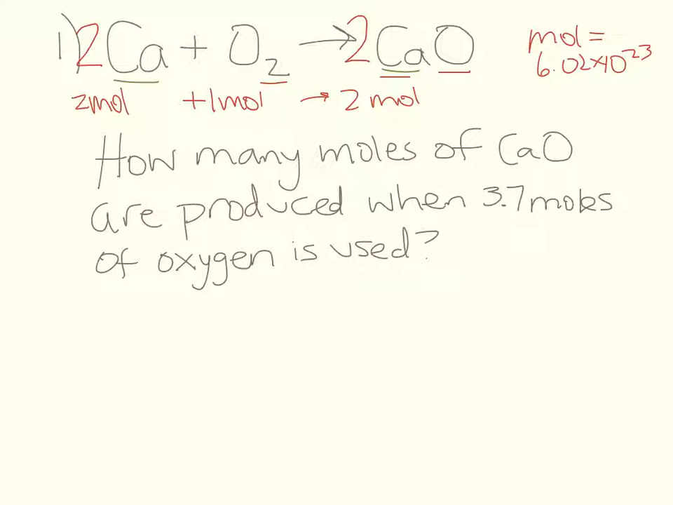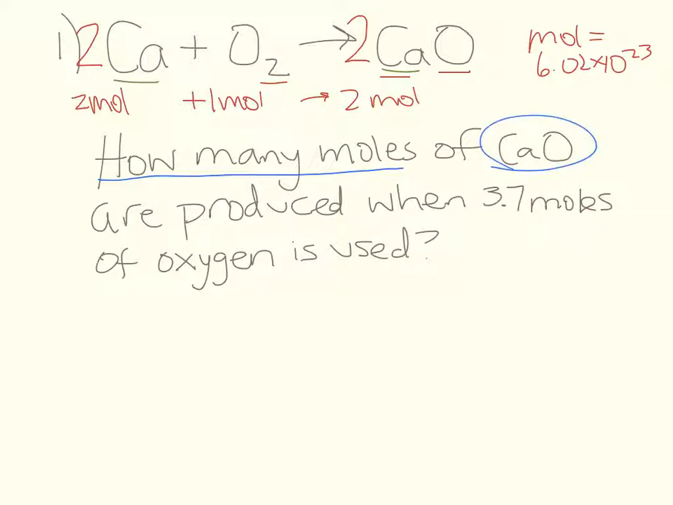Now that we've got this balanced, our question is, how many moles of calcium oxide are produced when 3.7 moles of oxygen are used? What we need to do first is identify what we're given and what we need to find. We have to look for keywords in our question. The keywords here are "how many moles," so we're solving for moles of calcium oxide.